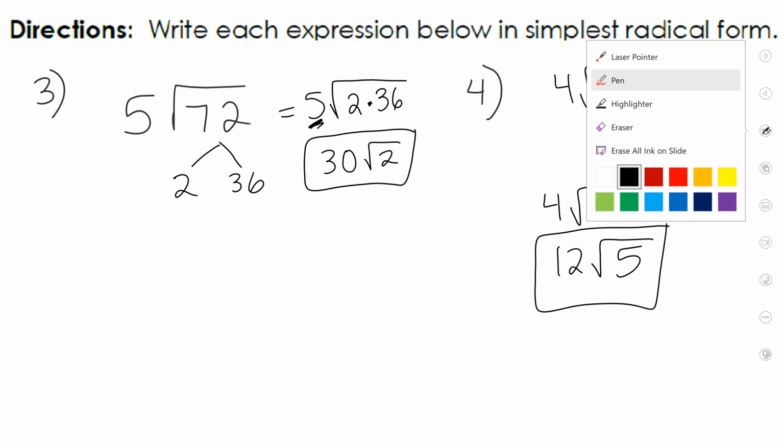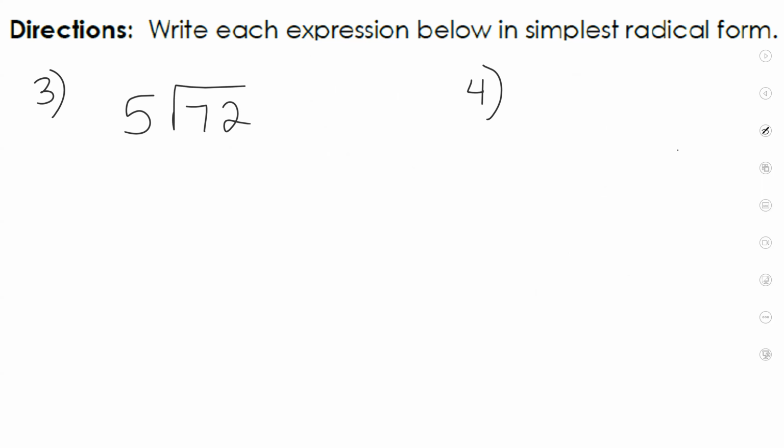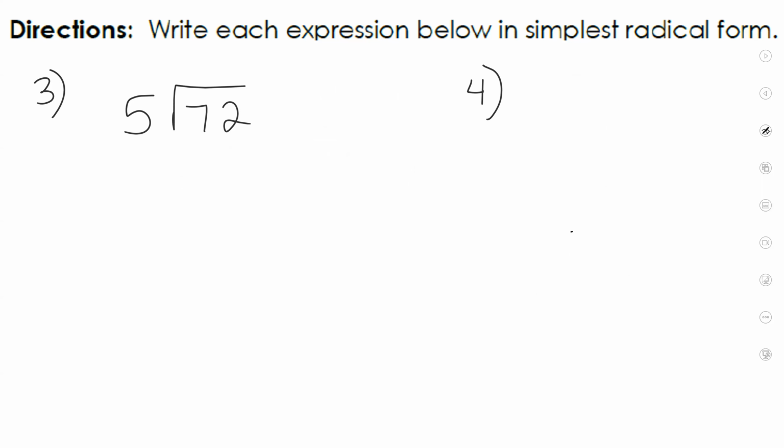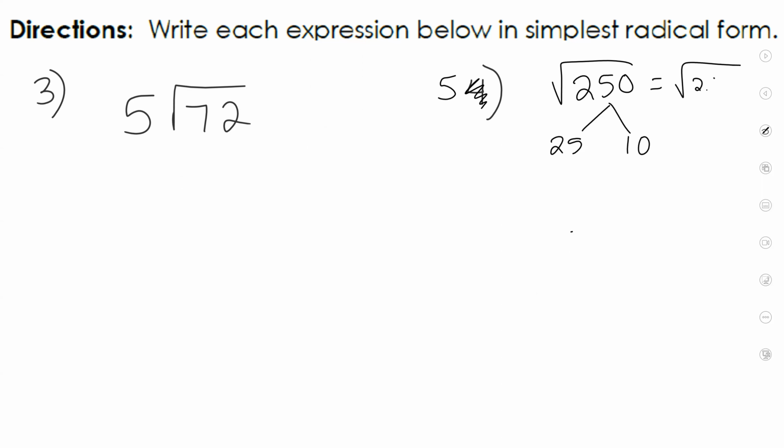Does everyone have this written down? Okay, great. Let's do number 5. I'm going to erase this. Number 5 says square root of 250. Let's break this down. Two numbers that multiply to give you 250. 25 and 10. Perfect. So this can be written as 25 times 10. The square root of 25 is 5. So it'll be 5 square root of 10. That's your answer.